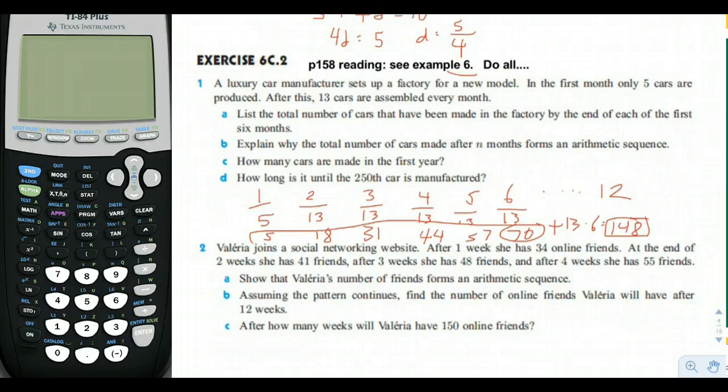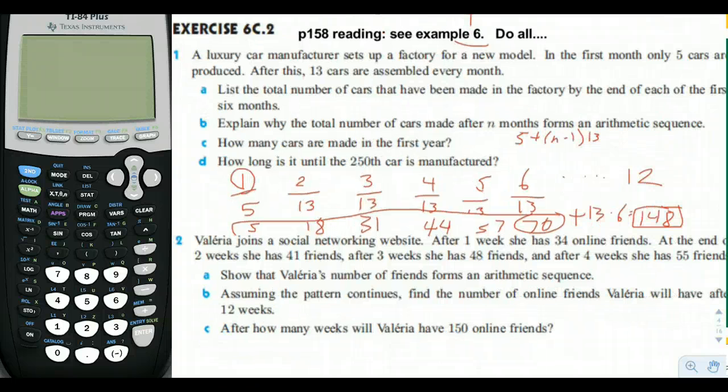Okay, so how long is it until the 250th car is manufactured? Let's see if we can write a general term formula that would give us this sequence here. So if we put u1 of 5 and d of 13, would that give us the right number? So we put in n equals 1, that would give us 5, yeah, that's right. Put n equals 2, that would give us 5 plus 13, yeah, that's right. Okay, so I think that since we made it match two numbers, it should be right. And so now let's do this. We're going to say, okay, how do we get 250?